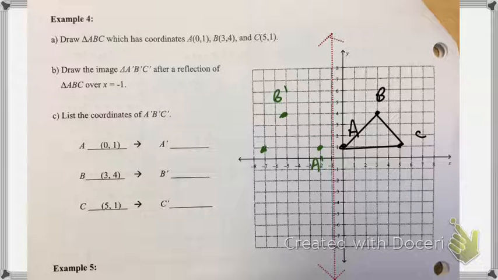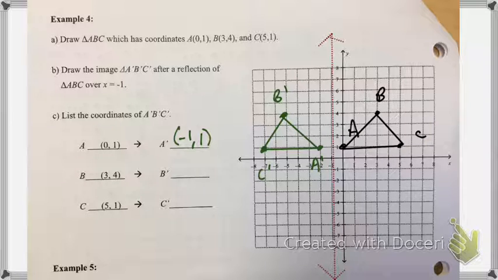And that would be C prime right there. So this one's different because we're not reflecting across the y-axis. We're reflecting it across x equals -1. Isn't it 0, 1? So wouldn't 0, 1 be A on the black? That's right. But it's telling us to reflect across this line, not the axis.